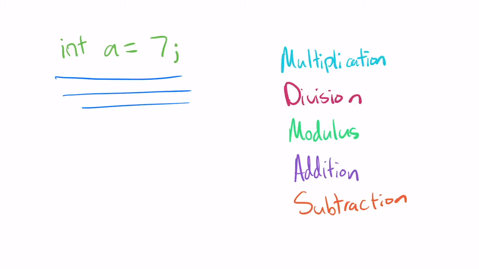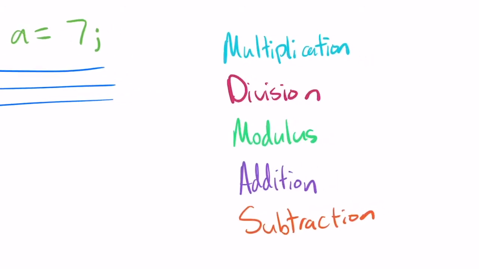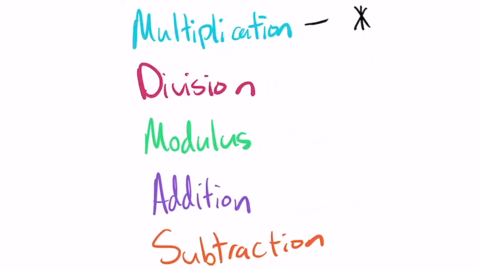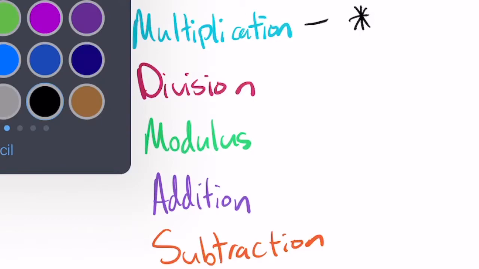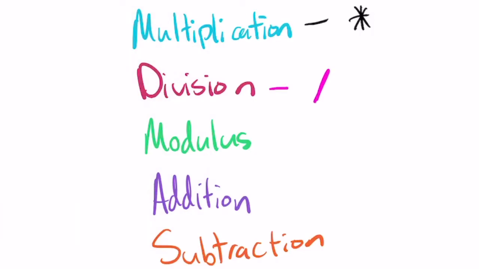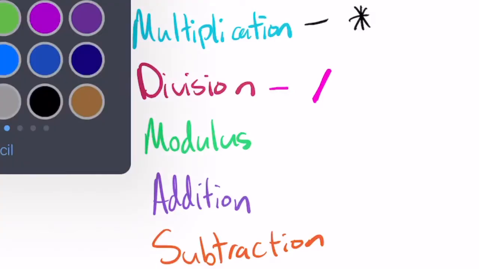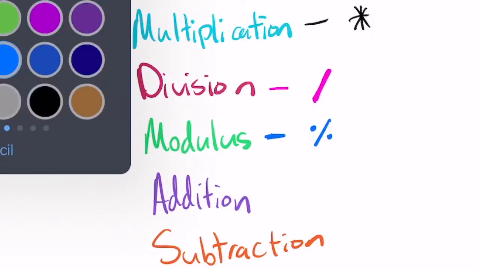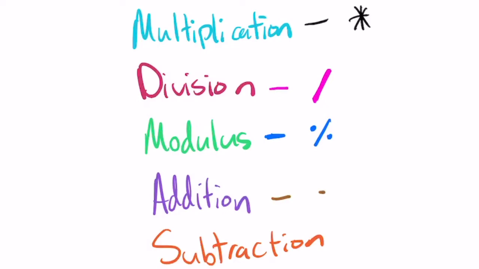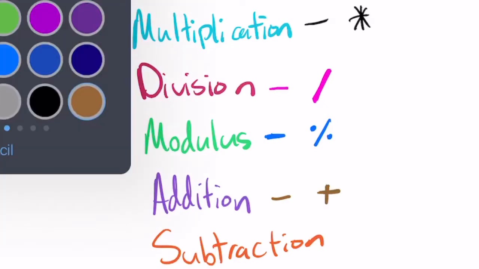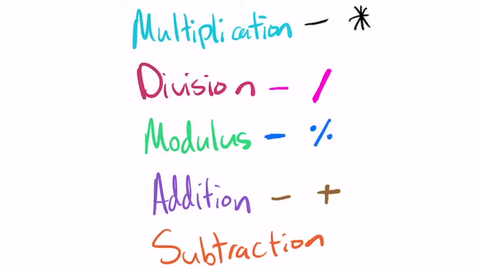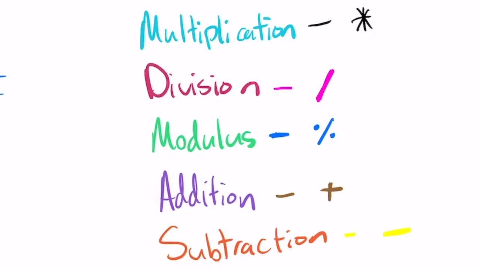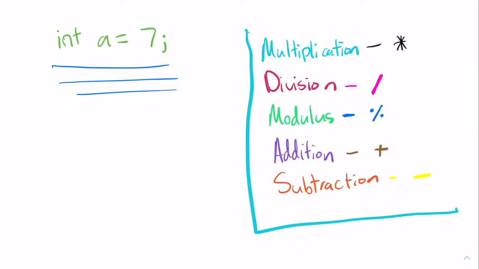You may be wondering how we use these in C++. For multiplication, we use an asterisk. For division, we use a forward slash. For modulus, we use a percentage symbol. For addition, we use the plus sign. And finally, for subtraction, we use a minus sign. So these 5 are the most important operations you need to know in order to master C++.